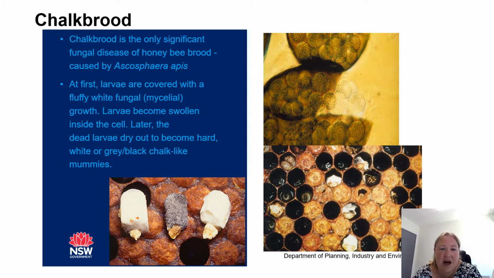and that is the larvae that are covered in the fungal growth, which is down here in these ones here. And later they dry out and become grey or white or black chalky, which is this one here. So these are what we call mummies, and that's what we're looking for when you send them in to us.